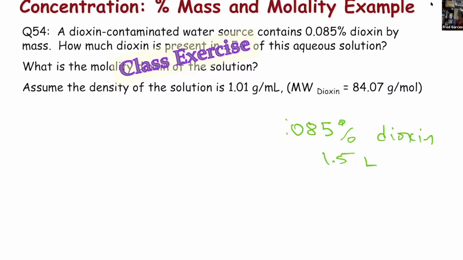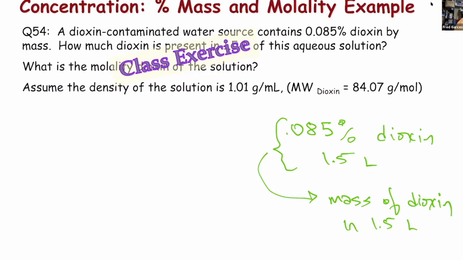The first part of this problem is to calculate the mass of dioxin in the 1.5 liter solution. Solution means that you have water and dioxin in there. The molar mass of dioxin, by the way, is 84.07 grams per mole. I give you that information. And the density of this solution is 1.01. Make sure you write that.